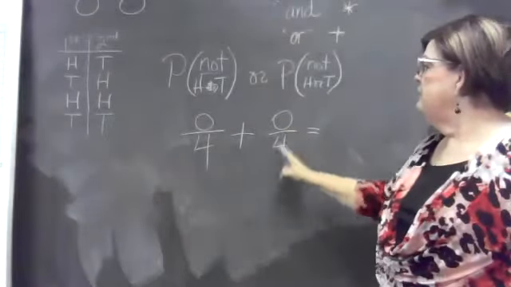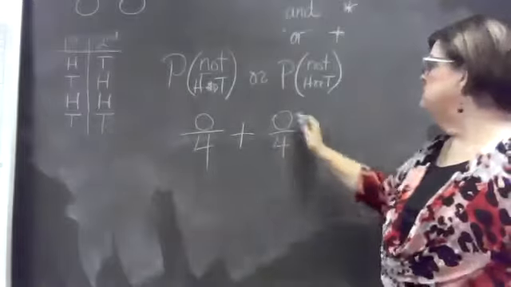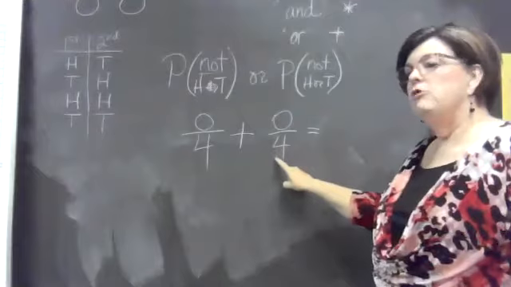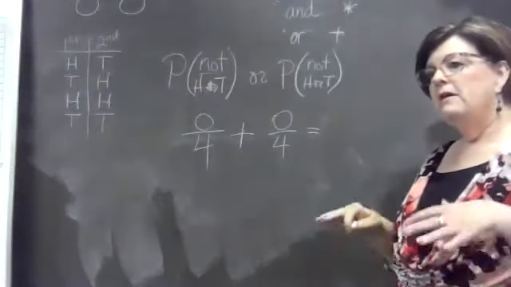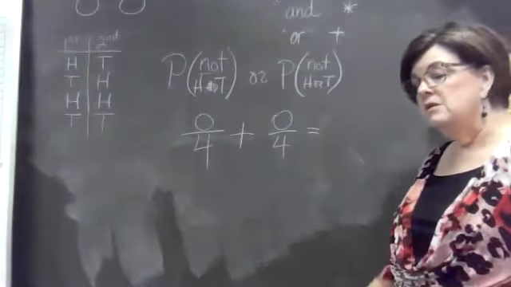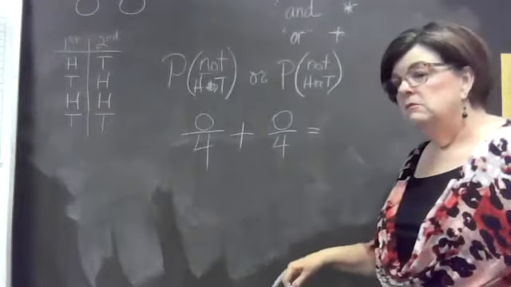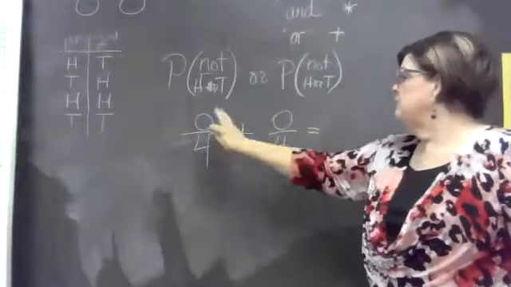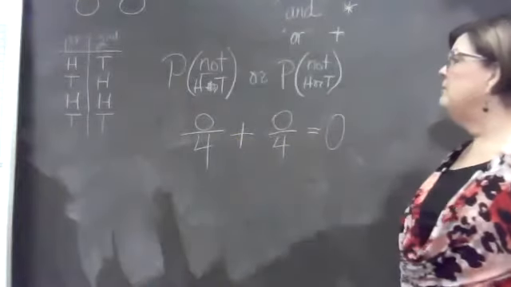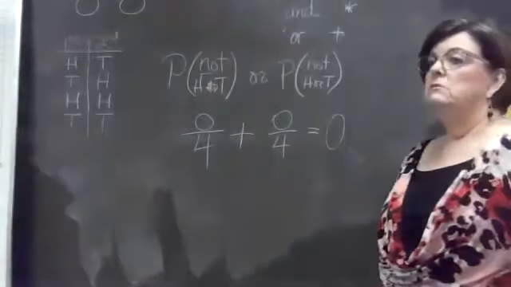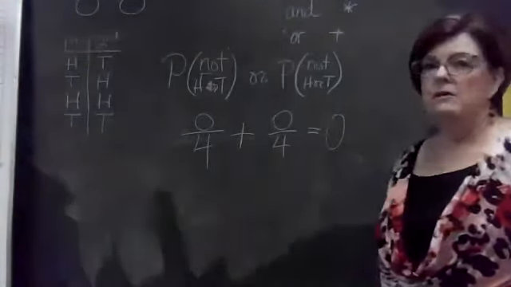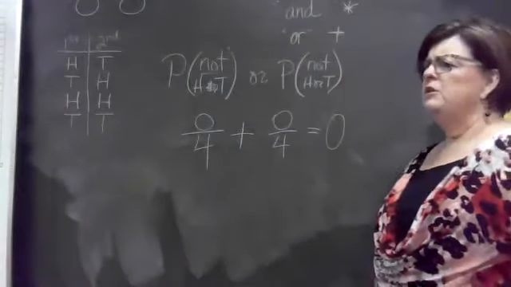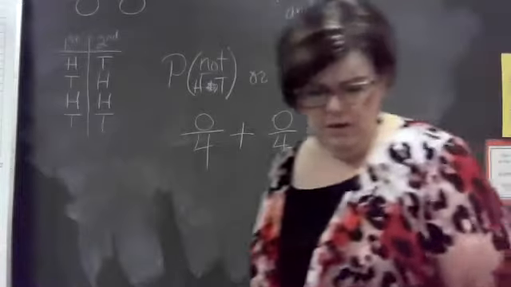Now 0 on the top of a fraction is perfectly legal. That means this is 0. You can never have 0 on the bottom of a fraction. It's against the rules. It doesn't exist. It's illegal. Can't have 0 on the bottom. 0 on the top is fine. That means this whole thing is 0. And so the probability is 0 that those coins would not come up heads or tails. They're all heads or tails. Silly people.